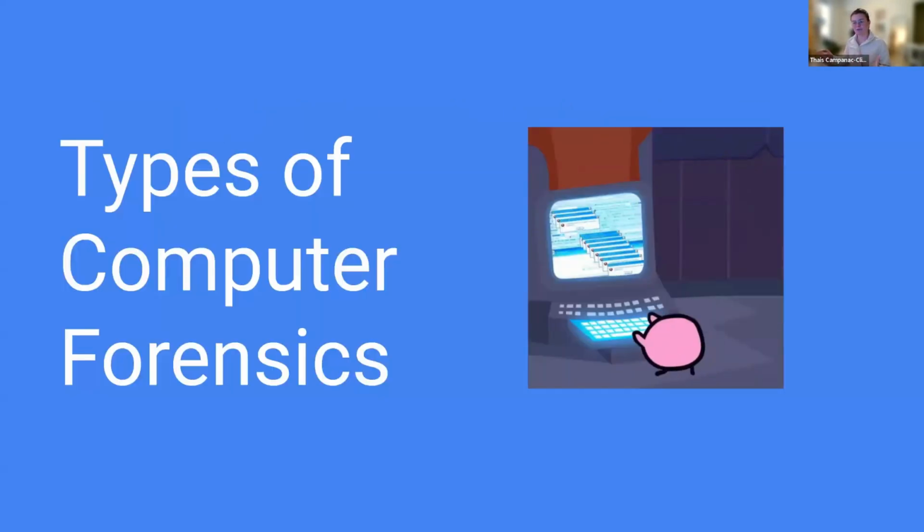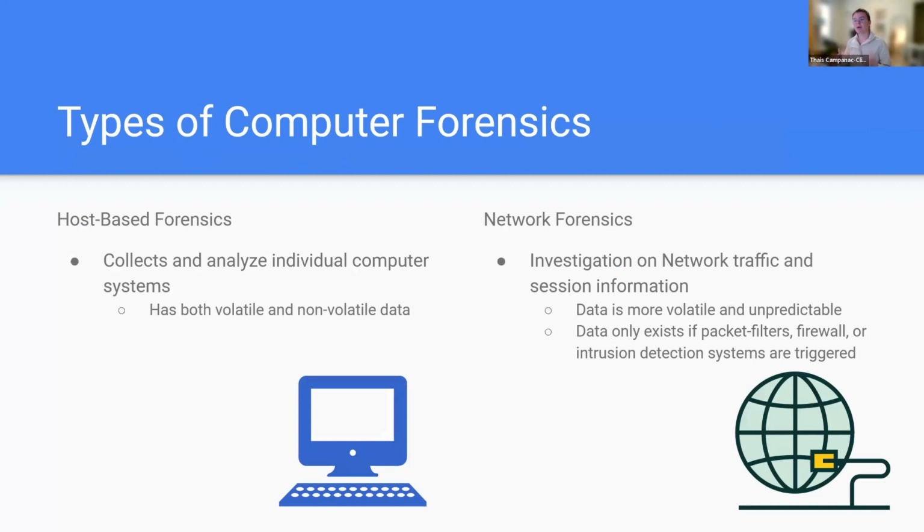We can further divide computer forensics, weirdly enough, into two parts. First, host-based forensics, which is basically collecting and analyzing data on individual computer systems. These are our laptops and our phones. This is the data, our files, our folders. These are actual physical devices that we interact with every day. And then the second one is network forensics, which is investigating our network traffic and our session information.